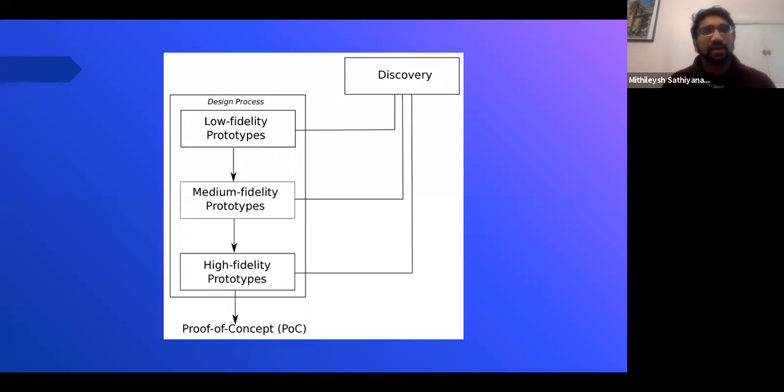Medium fidelities are something like IBM Watson or Tableau, where you can quickly build some solutions within a couple of days. Once you have a concrete idea of your design, and once you have some paper sketches, then it's quite easy to build a quick solution. That's the medium fidelity prototypes for you.